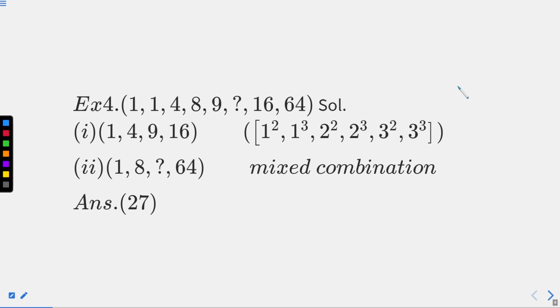16 is 4's square, and if we note, 64 is 4's cube. So what we are doing, first we are squaring, then we are cubing the same term. Then again we are squaring, then cubing the next term. In a similar manner, if we cube 3, then we'll get 27, which leads us to our answer. I hope this mixed series is clear. Here we are using two different things, as I mentioned. Now we'll move to some different questions.